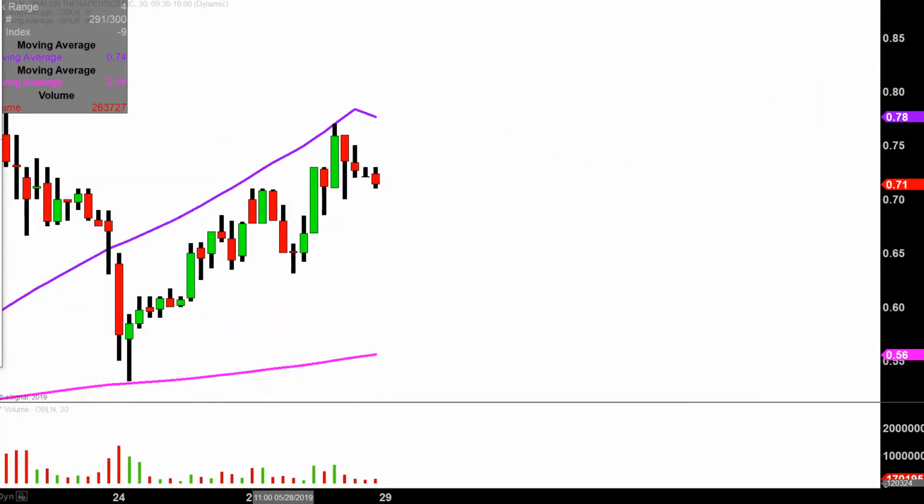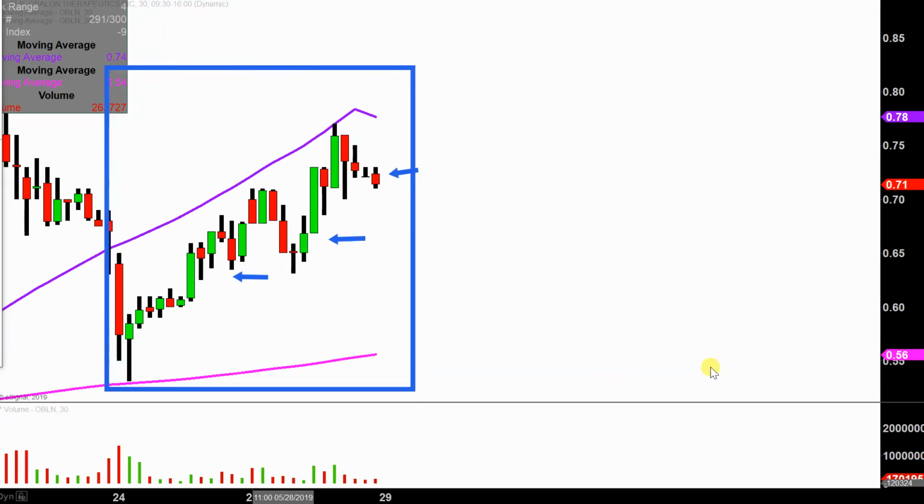Real quick, what do I mean by 30-minute in case maybe you're new to charts? Instead of each one of these candlesticks here representing 1 day's worth of price action, which is what you would normally see, each one represents 30 minutes. So this here may look like it's several days worth of time. It's actually just the past 2 days, both Friday and then today, Tuesday, broken down into 30-minute time slices.